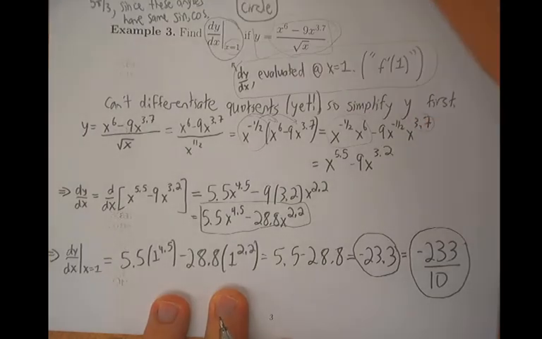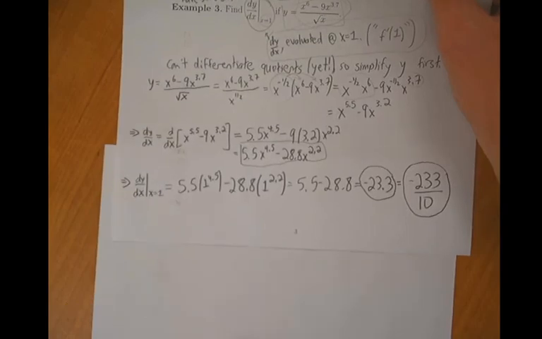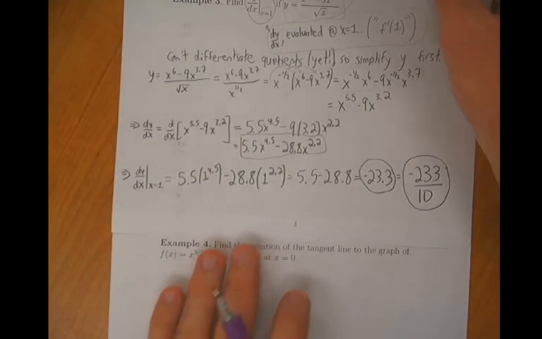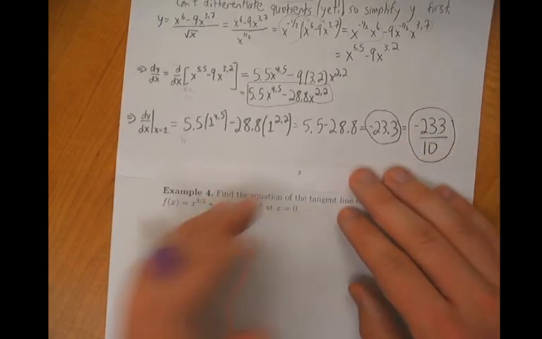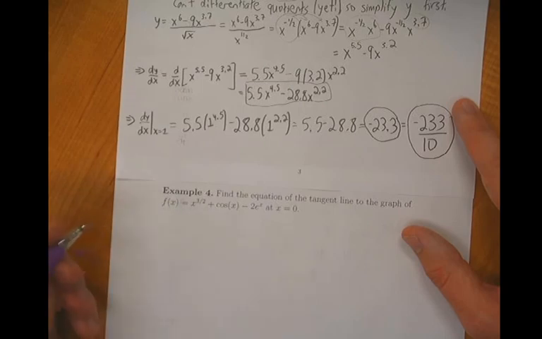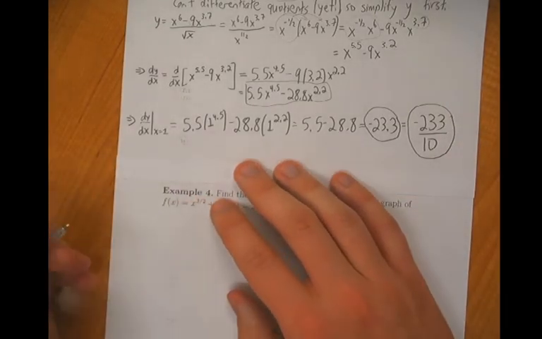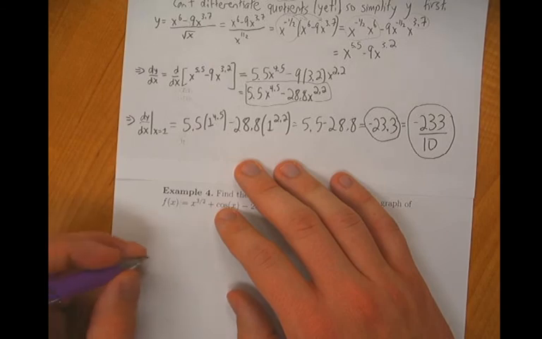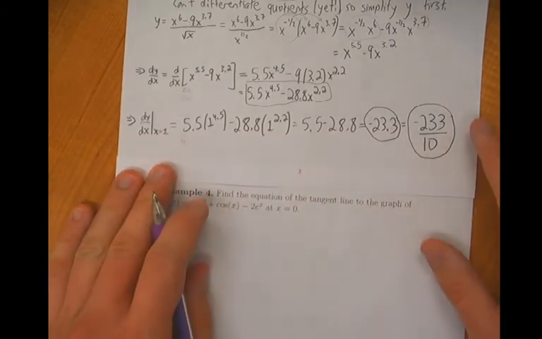So now the last example I would like to take a look at is example 4. Example 4 says we have to find the equation of the tangent line to the graph of x to the negative 3 halves plus cosine of x minus 2 times e to the x evaluated at x equals 0. Okay? So if you recall, there was a 3-step process we had to abide by to get the equation of the tangent line, right?